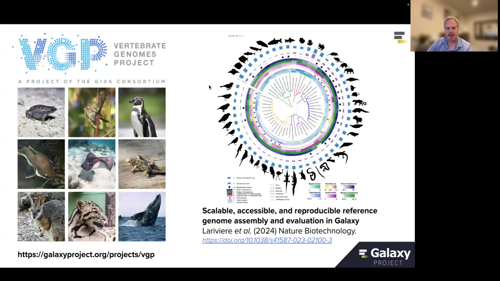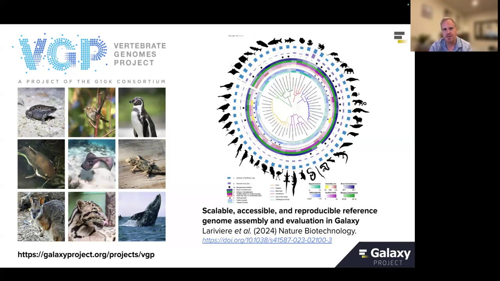In addition to HiFiasm, there's a variety of pre-processing steps you need to do, like GenomeScope and FastQC. There's also a variety of downstream quality control steps you want to do, like run Merqury to evaluate the accuracy and run BUSCO to look at gene content. Potentially, you want to do more detailed gene annotations along the way. So the Galaxy Project has been working very closely with the Vertebrate Genomes Project to develop really scalable, accessible pipelines that can be used to develop reference genomes reproducibly, all inside of Galaxy.